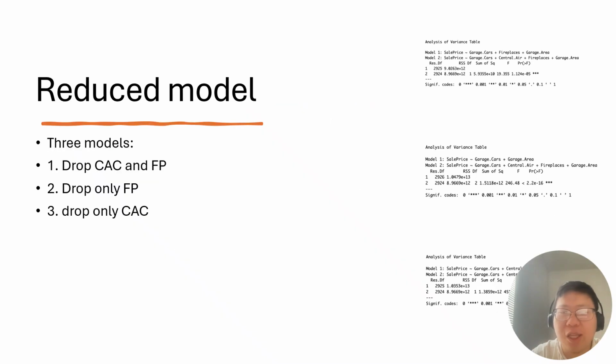To check if GA and GC are needed in this model, all reduced models confirm that they are both needed. All reduced models show large F values, indicating that removing any predictor would significantly worsen the model.